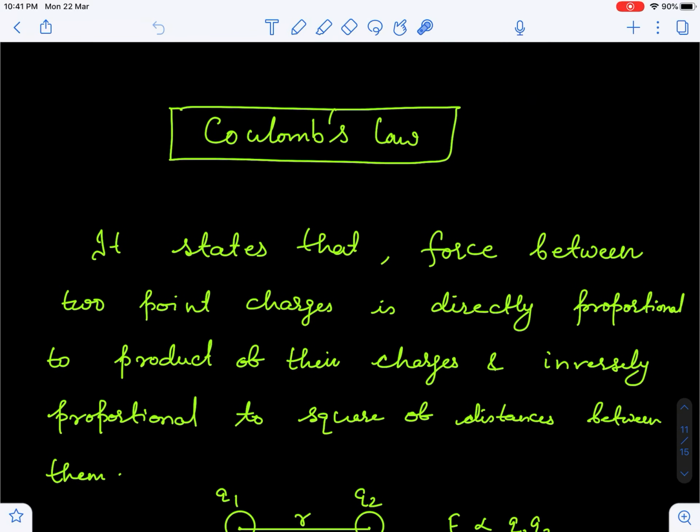Now guys, we will start Coulomb's law today. Coulomb's law basically gives you the force between 2 point charges.